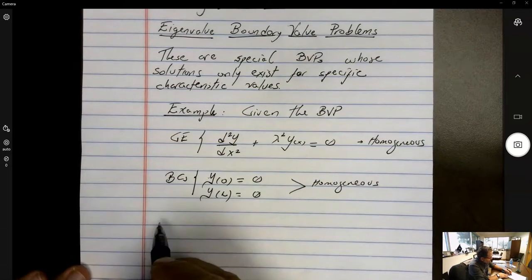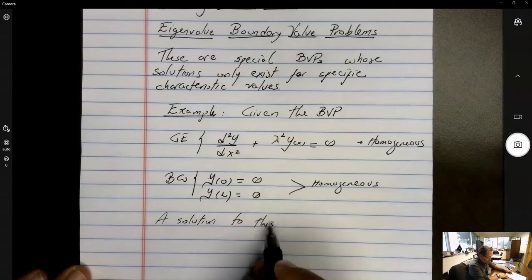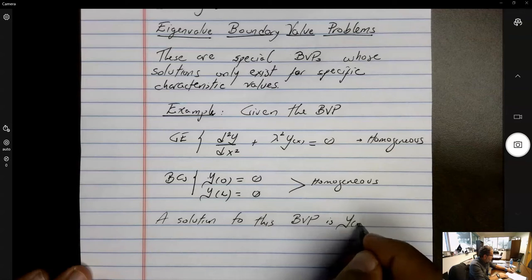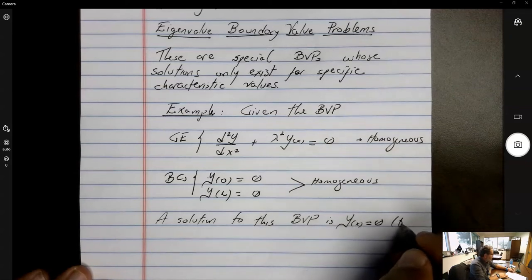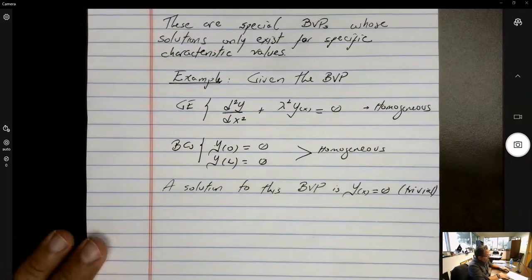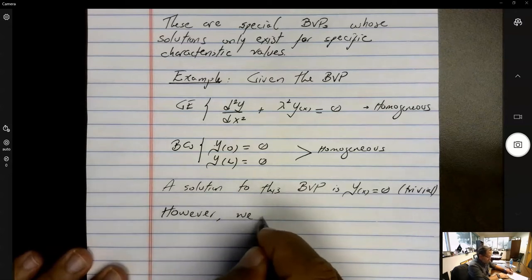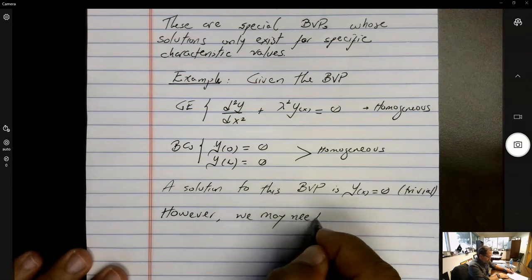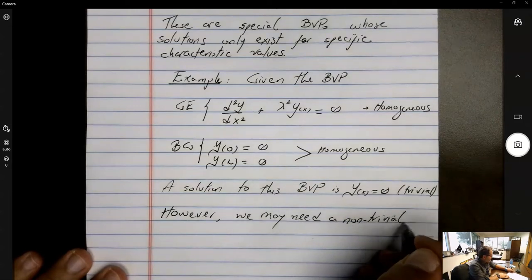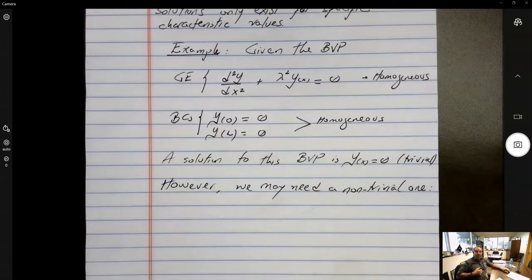So for this particular one, a solution to this BVP, boundary value problem, is y(x) equals 0. It's a trivial one. However, we may need a non-trivial one, and we might need it for different reasons.